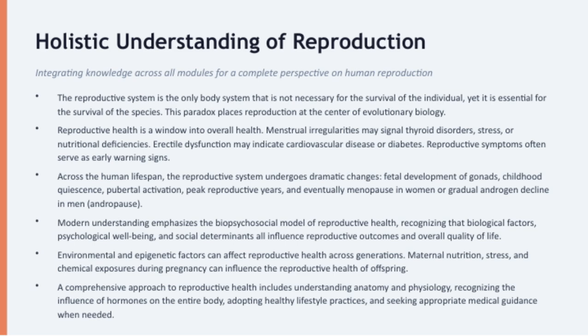A comprehensive approach to reproductive health involves understanding anatomy and physiology, of course, but also recognizing how hormones influence the entire body. It's equally important to adopt healthy lifestyle practices and seek medical guidance when needed. Ultimately, by integrating knowledge from all these areas, we gain a complete perspective on human reproduction, understanding not just the biological processes, but how they are influenced by psychological and social factors. This holistic view helps us appreciate the complexity and importance of reproductive health throughout our lives.